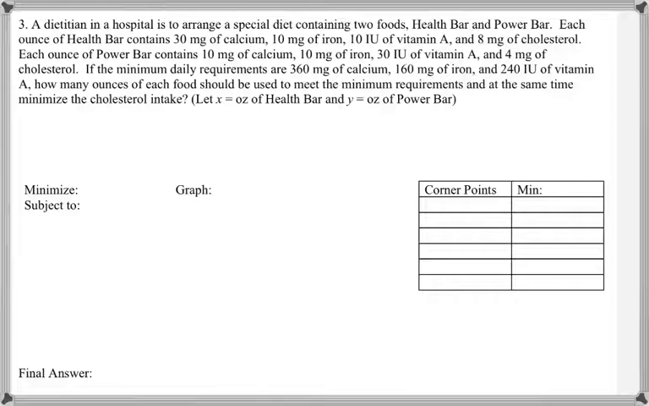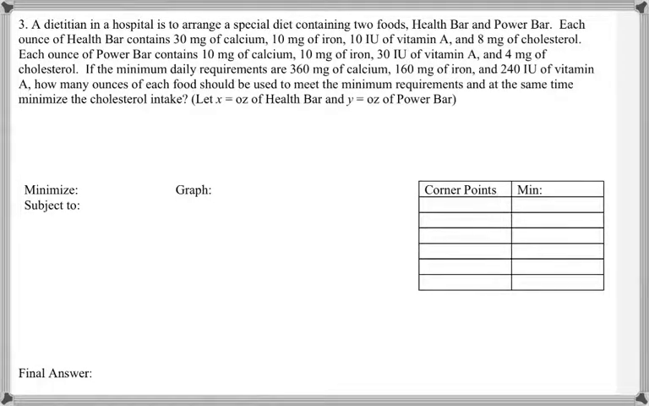A dietitian in a hospital is to arrange a special diet containing two foods, Health Bar and Power Bar. Each ounce of Health Bar contains 30 milligrams of calcium, 10 milligrams of iron, 10 IU of vitamin A, and 8 milligrams of cholesterol. Each ounce of Power Bar contains 10 milligrams of calcium, 10 milligrams of iron, 30 IU of vitamin A, and 4 milligrams of cholesterol.